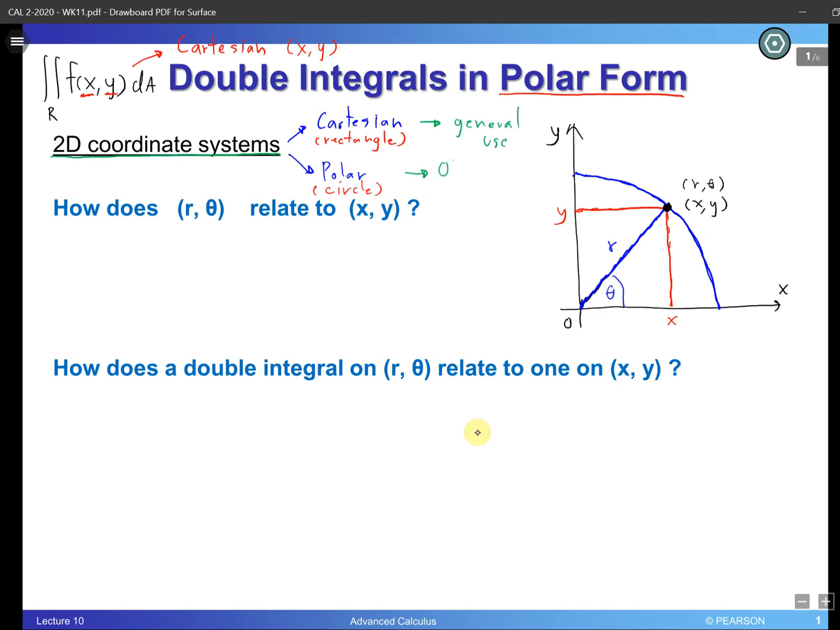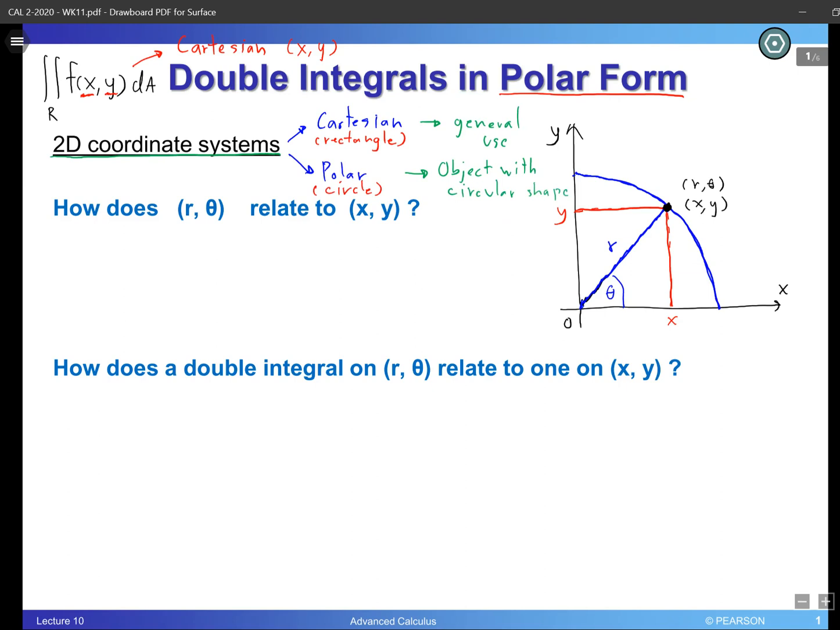So for objects with circular shape, okay, let me change this. Put this on the same line.